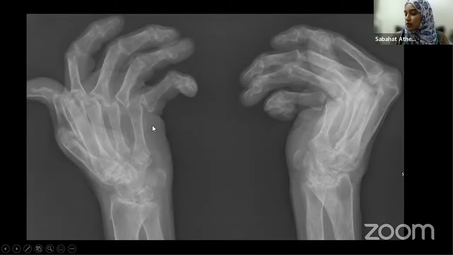And of course, as you guys are mentioning, boutonniere, swan neck, hitchhiker, these are all different deformities which you see in advanced cases of rheumatoid arthritis. Now, usually rheumatoid arthritis cases start with juxta-articular osteoporosis.